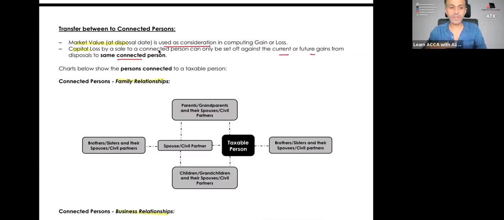This is special because we do not apply this rule to unconnected parties. With an unconnected party, if I have a capital loss, I can just move it around anywhere else with any other disposals. But in connection, the same connection will be used to offset the loss against. Today, I make a loss out of the sale made to a brother. Tomorrow, if I make a gain, I will use that loss to offset it against the gain that I have made out of the disposal of an asset to the same connected party.